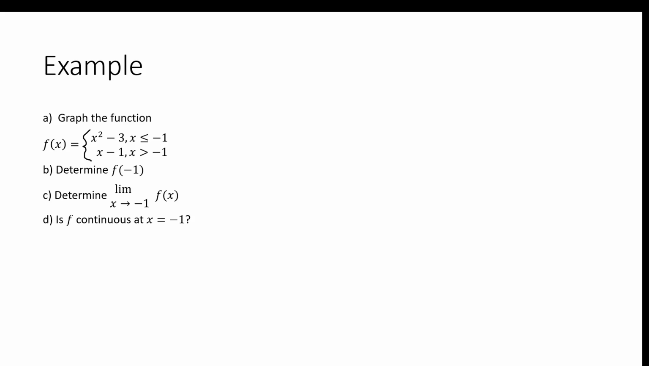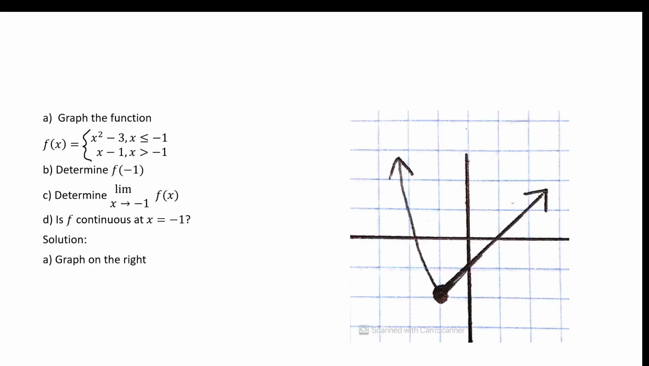So let's graph the function shown, determine f at -1, determine the limit as x goes to -1 of f of x, and then see if f is continuous at x equals -1. From the definition a moment ago, if the value here exists, and the value here exists, and they agree with each other, then we'll be able to say yes, f is continuous there. Okay, so we graph the curve in part A.